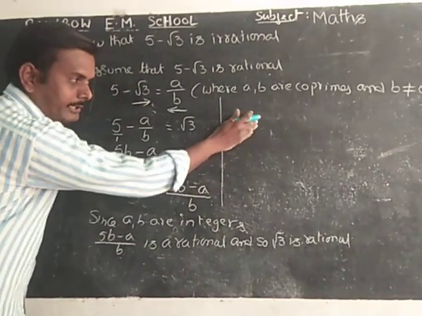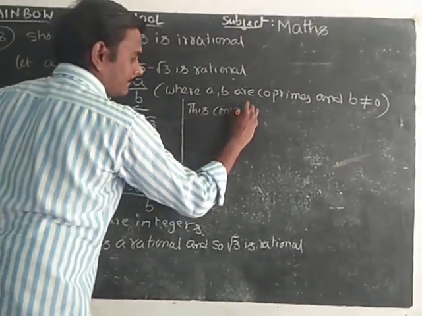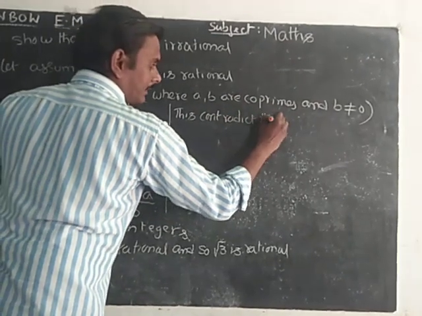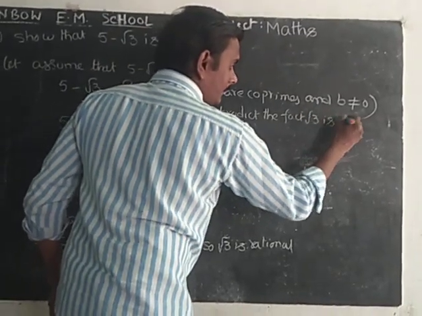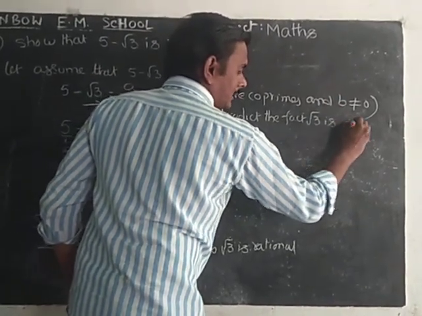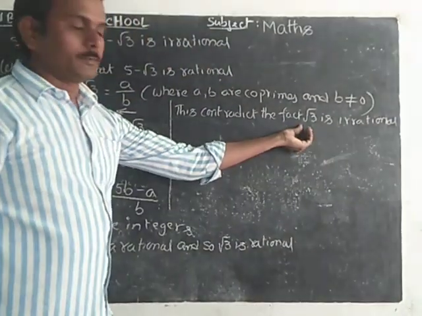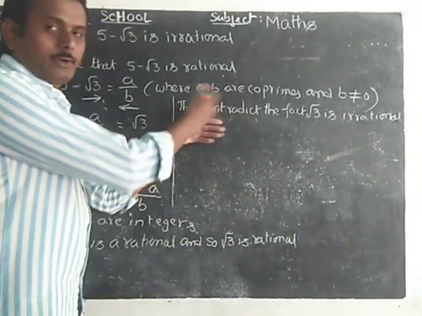This contradicts the fact: root 3 is irrational. Already by using the first model, in example 7, we did it, and for this one also we will get the same. Directly we can use it here.